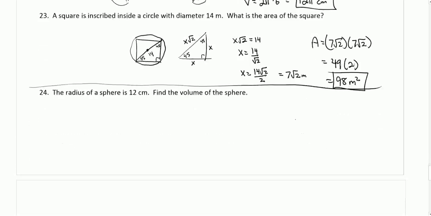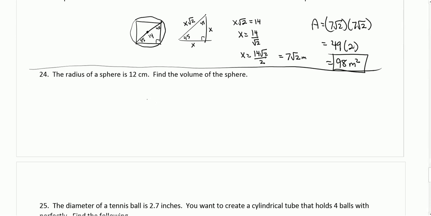24. The radius of a sphere is 12. Find the volume. So the volume is 4/3 pi r cubed. And that comes out to be 2,304 pi cubic centimeters.